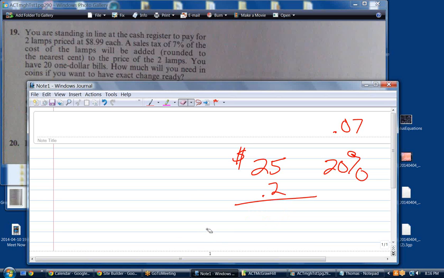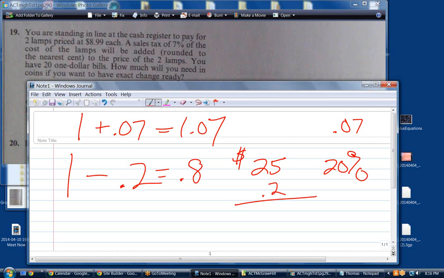What would be a better thing to multiply it by instead of 0.2? How about 1 minus 0.2? In other words, the other one we did 1 plus 0.07 to get 1.07. This one we're giving a discount, so if we multiply the whole thing by 0.8, we'll get our answer in 1 step and not 2. Okay. So that covers discounts and premiums.